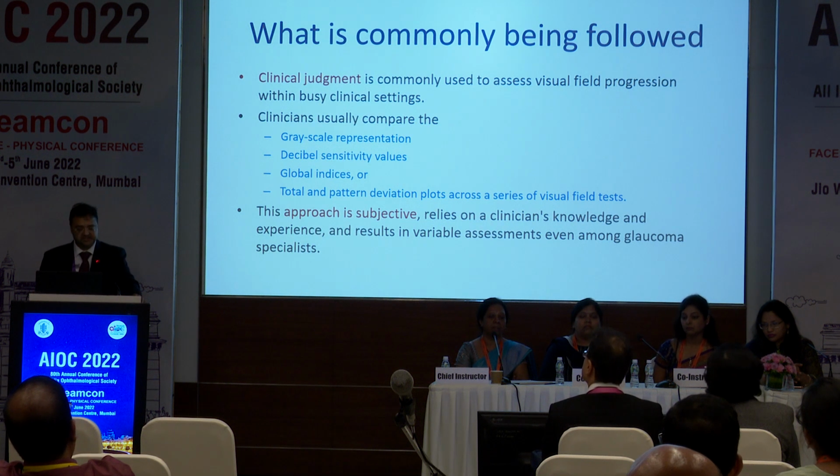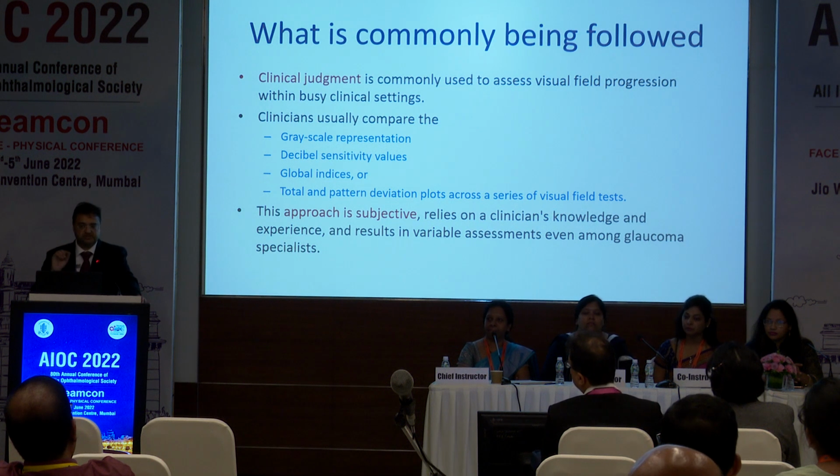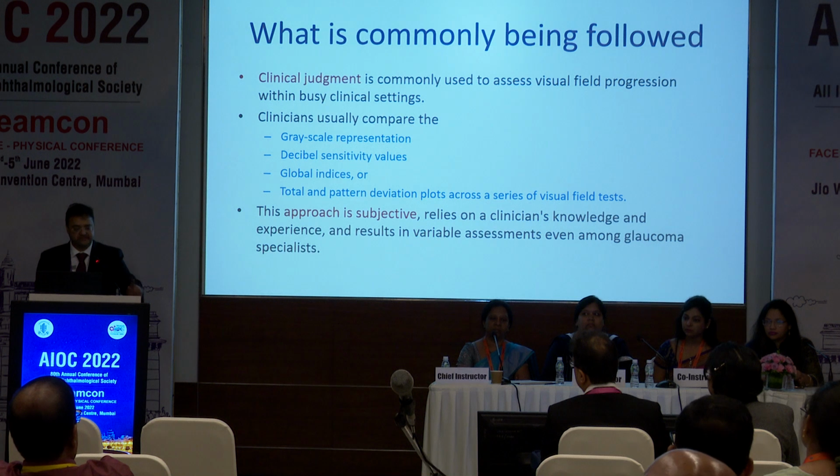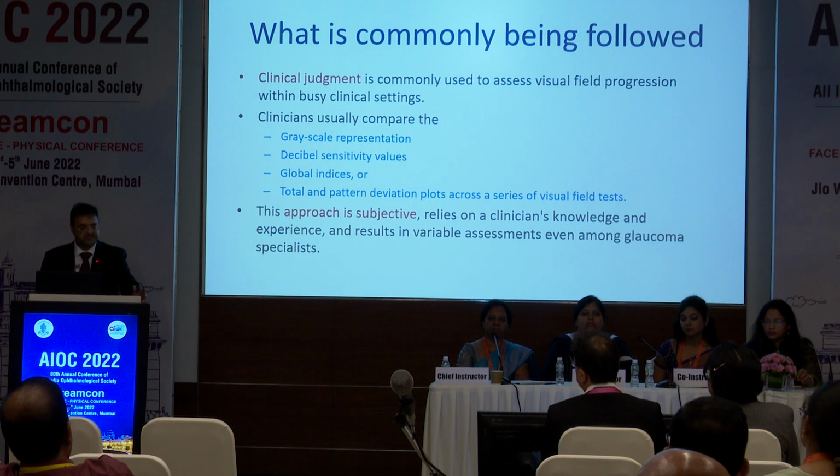What the clinician usually does is compare the grayscale, the decibel sensitivity values, global indices, total deviation plots, and of course the series of visual fields which the patient carries. But no, that's not the way to look for progression. There are progression analyses on these machines, and we should analyze on the machine and try to find out the rate of progression, which is going to decide everything. The approach I mentioned earlier was subjective. It relies on clinicians' knowledge and experience, and results in variable assessments, even among glaucoma specialists.